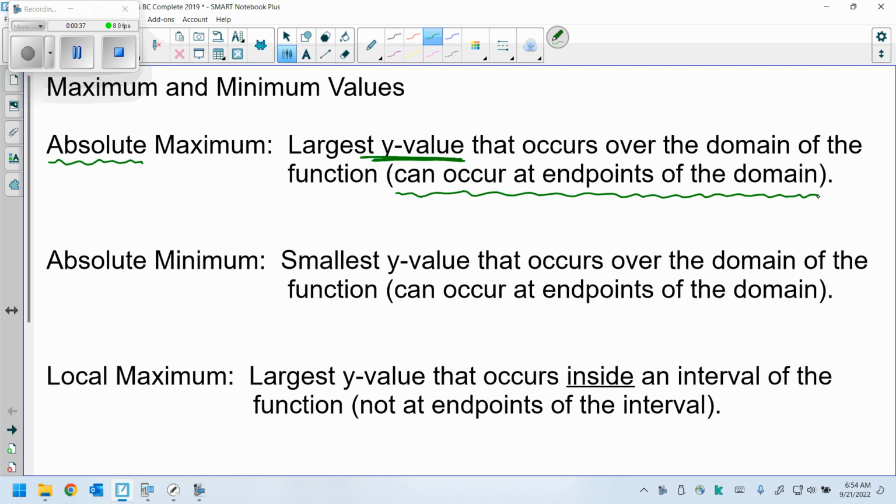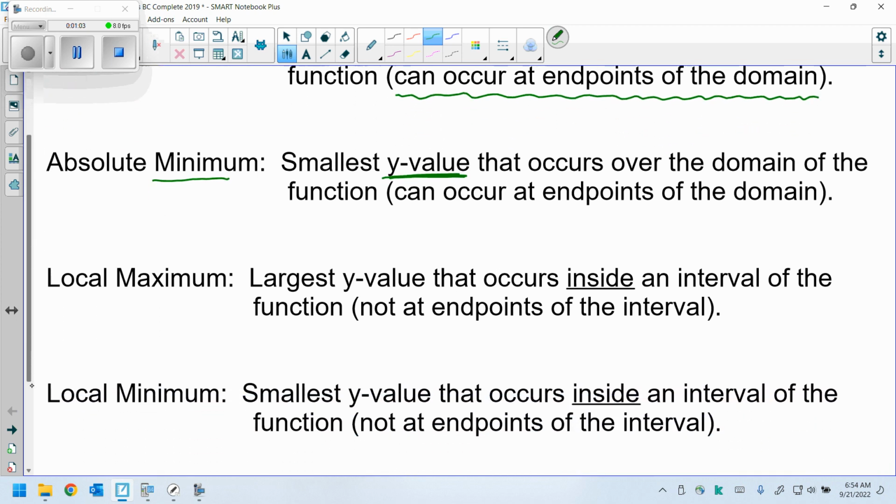So we're looking for the biggest possible y value, or for an absolute minimum, the smallest possible y value. And that is the absolute minimum value that occurs over the designated domain of x's. That also, being an absolute max, absolute min, means it can occur at the endpoints.